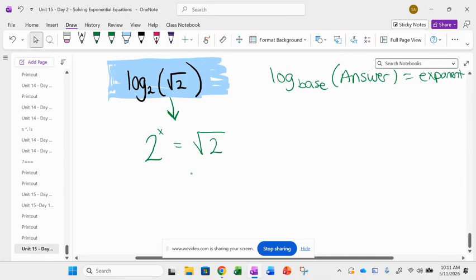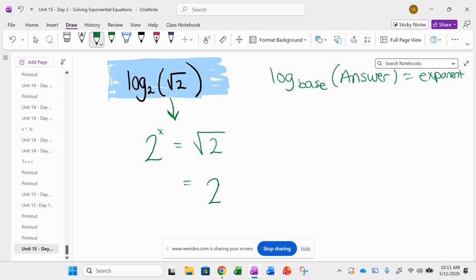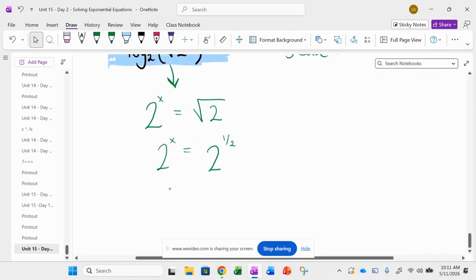Can I write the square root of 2 as an exponent? Yeah, what is the square root of 2 as an exponent? 2 to the half power. So if I have 2 to the x is equal to 2 to the half, do we agree x is equal to a half?